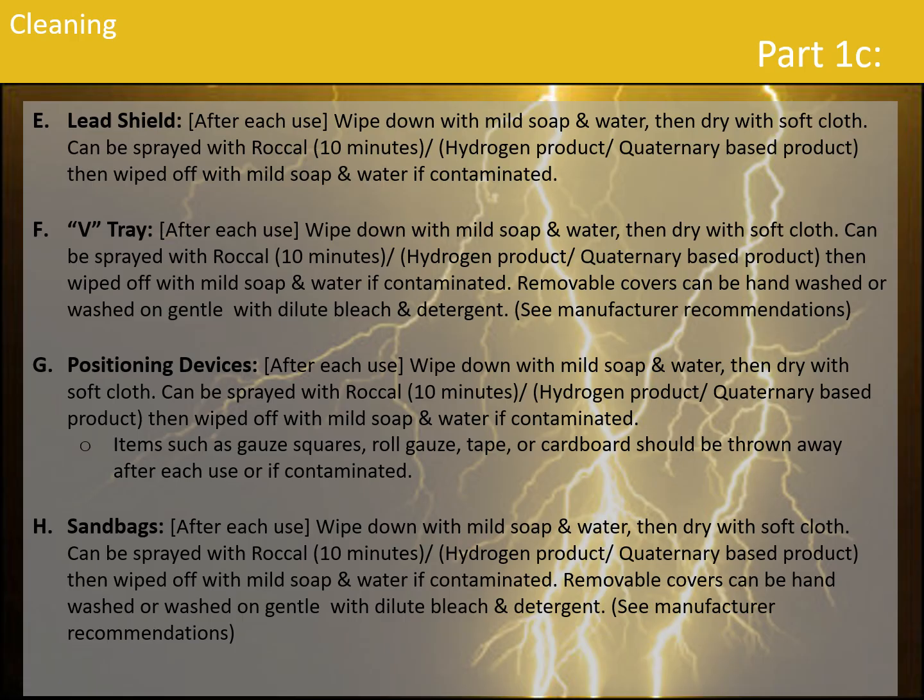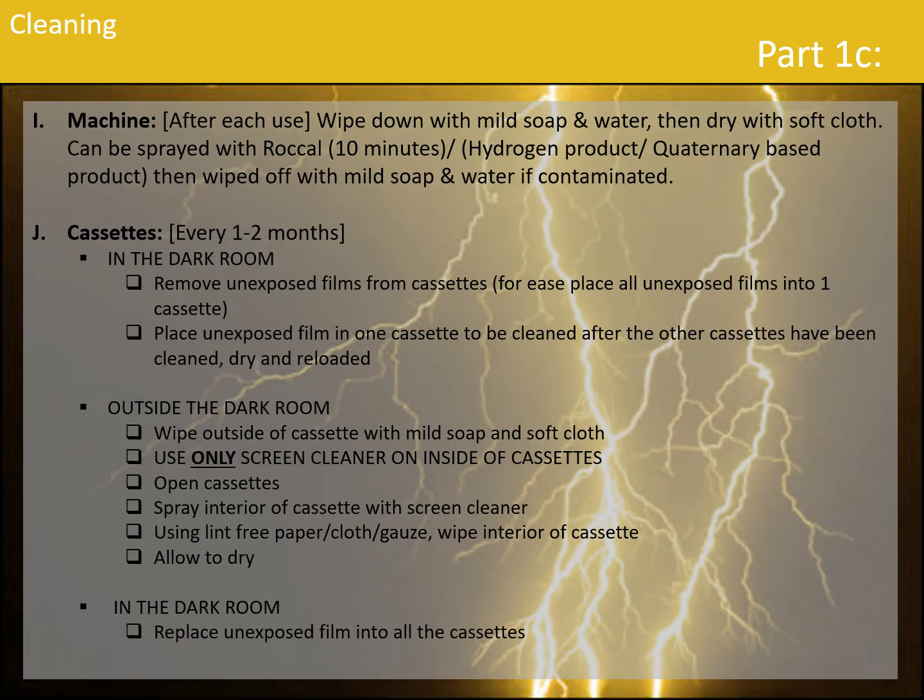Positioning devices such as gauze squares, roll gauze, tape, cardboard should be thrown away after each use if contaminated. Sandbags may also have a cover that can be removed and washed or washed on gentle with bleach and detergent. You'll again have to see manufacturer's instructions. The machine, after each use, wipe down with mild soap and water, then dry with a soft cloth. It can also be sprayed with Rocal for 10 minutes or a hydrogen product or a quaternary-based product. Then wipe off with mild soap and water if contaminated.